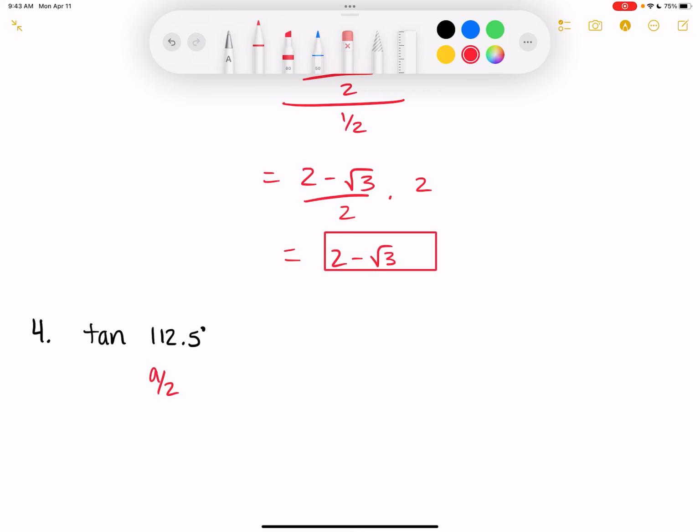225. Yeah, sorry, I just couldn't hear you. All right, so I'm going to treat this as the tangent of half of 225. And then let's mix it up. Let's use the other formula this time. So let's do the sine of 225 over 1 plus the cosine of 225.